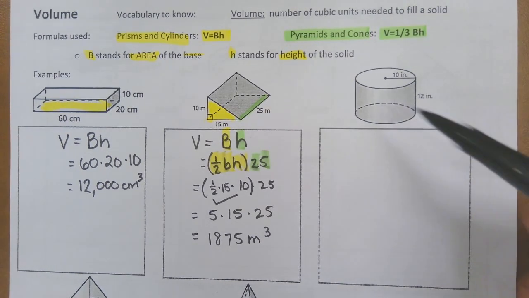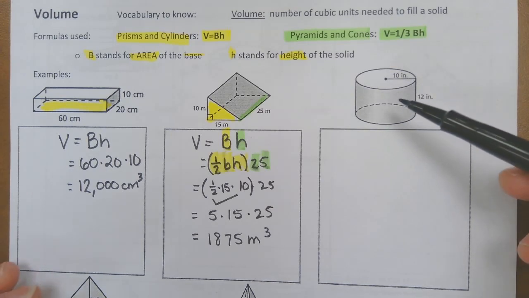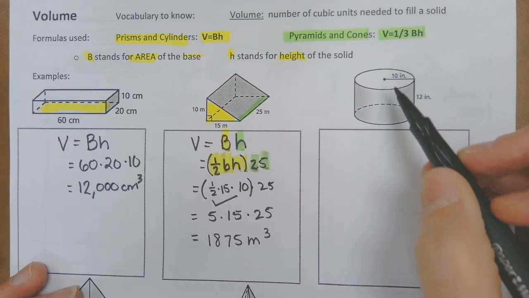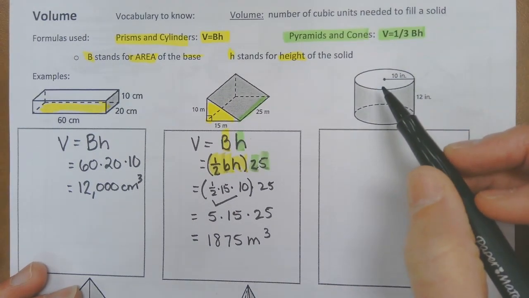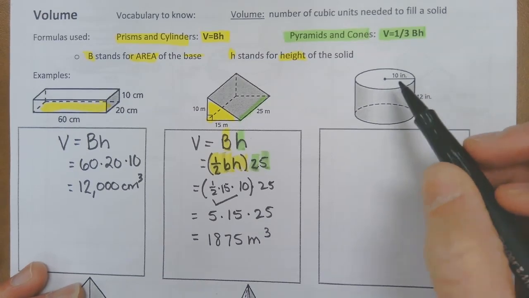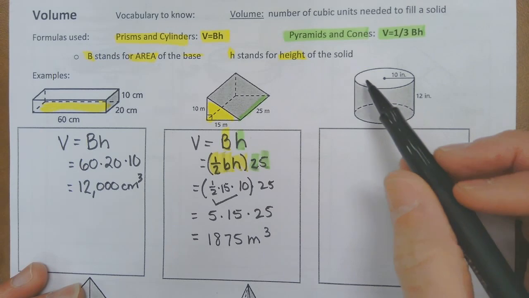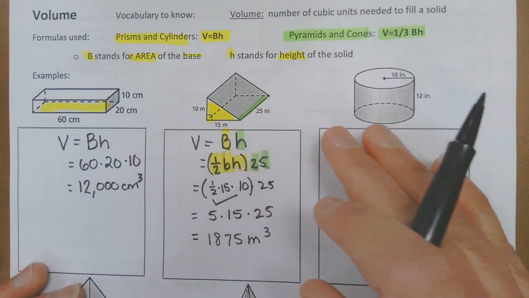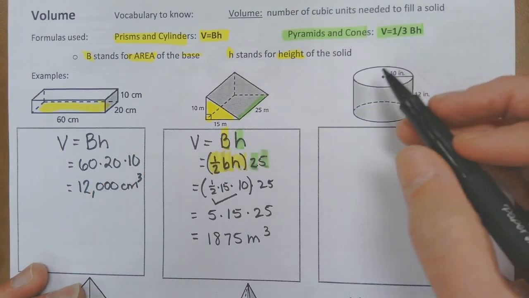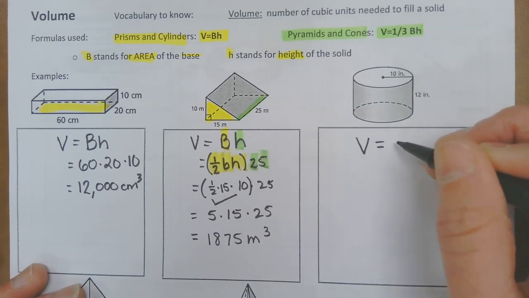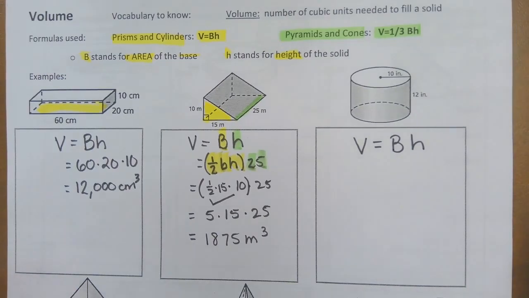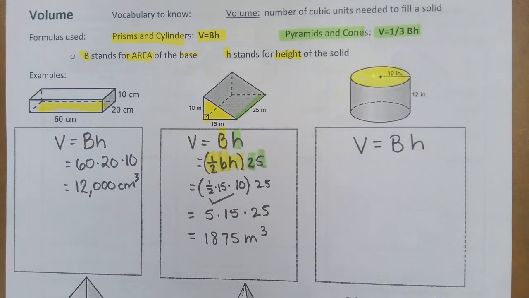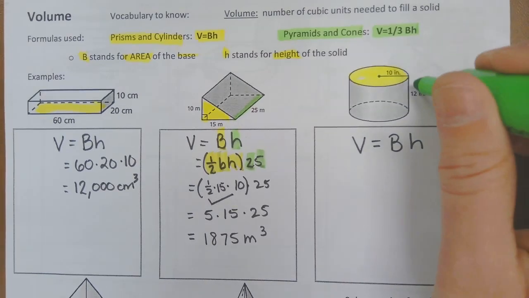For this one, this is a cylinder. A cylinder is very similar to a prism in the fact that it has two identical bases that are parallel. However, this can't be a prism because prisms have to be made of polygons, and curved surfaces are not polygons. So even though they have the same characteristics, this is a cylinder and not a prism. But we still use the same formula, so volume equals the area of the base times the height. On this one, our base is a circle, and our height is what connects the two bases.